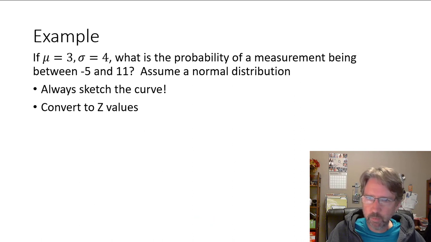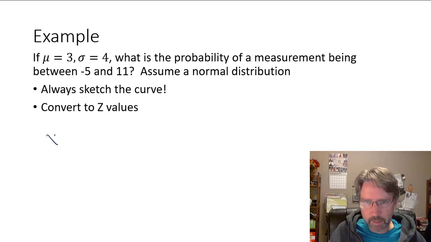Okay, so now we want to use this table to find this area under the curve. The first thing is to convert the x values to z values using that equation. So if we have x equals -5, that gives us z is (-5 minus the mean, 3) divided by 4, so that's -2.